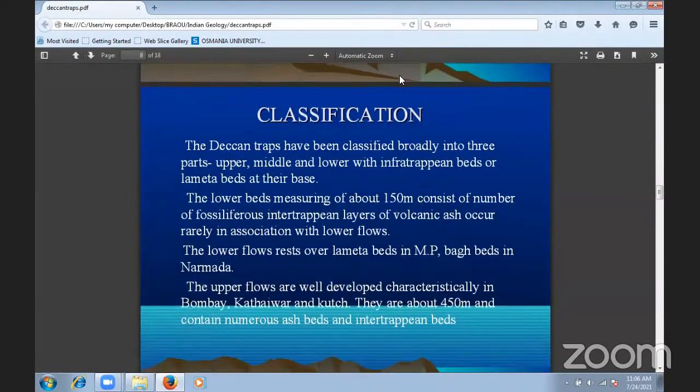When you come to this classification, the Deccan traps are broadly classified into three: upper, middle, and lower. The lower beds measure about 150 meters and consist of a number of pipernos and pions, and have volcanic ash. The lower flows, or lower traps, rest over the Lameta beds.